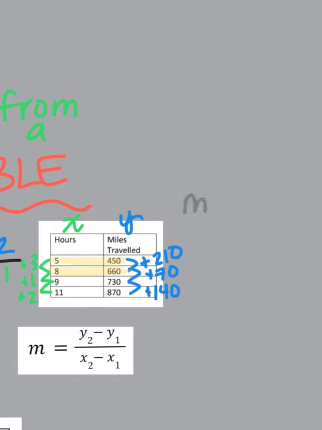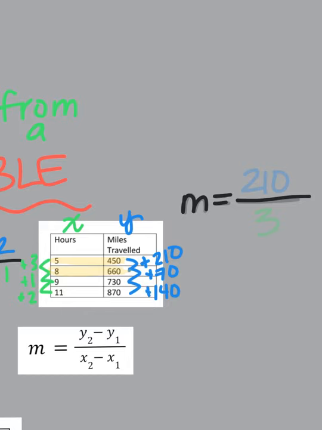So for the first 2 points I've chosen, I'm still looking at m equals. What happened in my y's was it went up by 210. What happened in my x's is that it went up by 3. So what I have for a slope right now is m equals 210 over 3. I think that can be simplified.